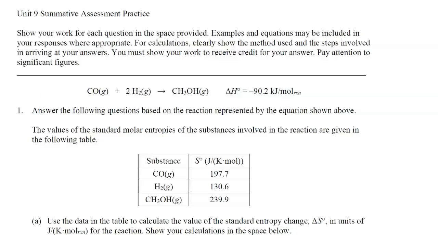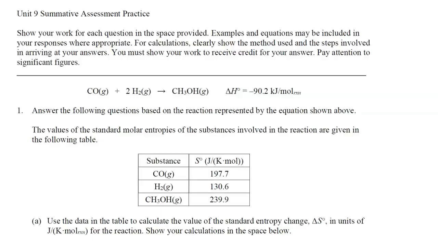Question 1 says the following. Answer the following questions based on the reaction represented by the equation shown above. The values of the standard molar entropies of the substances involved in the reaction are given in the following table. Part A. Use the data in the table to calculate the value of the standard entropy change, or delta S, in units of joules per Kelvin mole of reaction for the reaction. Show your calculations in the space below.